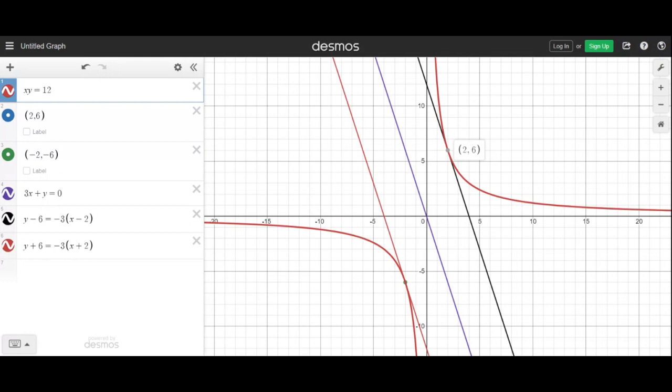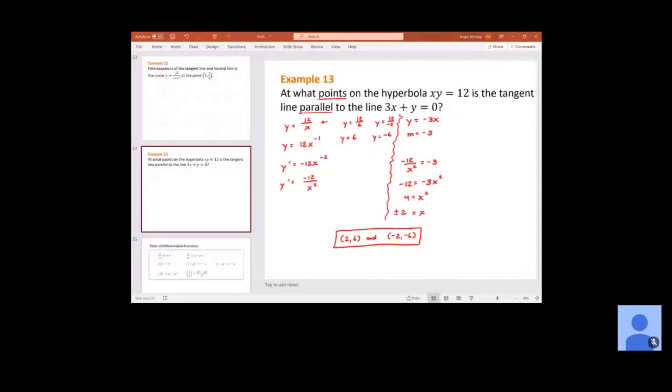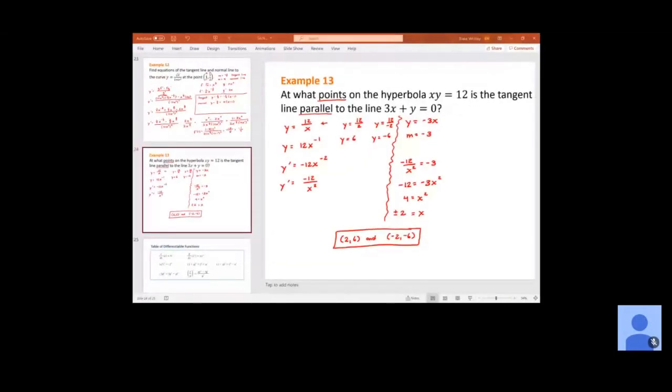Okay. All right. So that's all for section 2.3. Let's take a look at 2.4.